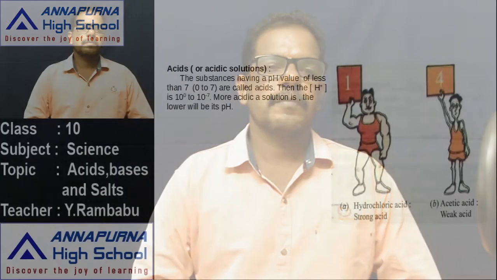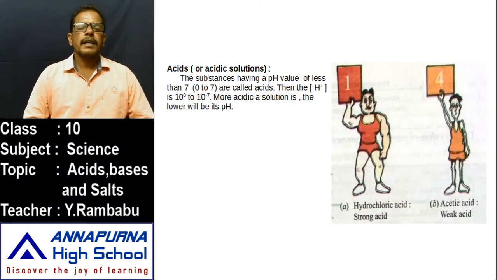Hi students, I hope that you understood how to measure the strength of an acid or base by using a pH indicator and a pH chart. We know these acids are classified into strong acids and weak acids, and bases are classified into strong bases and weak bases. Then what are acids?